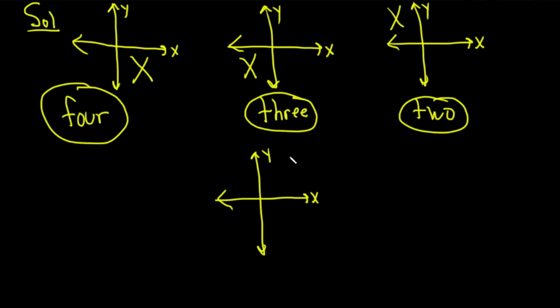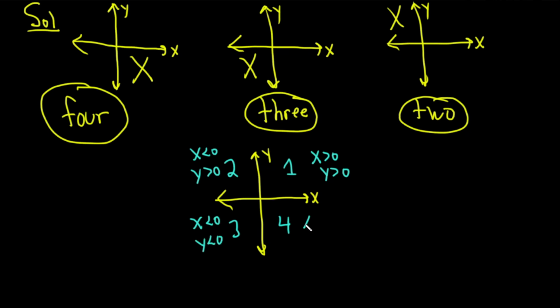So we have quadrant 1, quadrant 2, quadrant 3, quadrant 4. In quadrant 1, x is positive and y is positive. In quadrant 2, x is negative and y is positive. In quadrant 3, they're both negative, so x is less than 0 and y is less than 0. And in quadrant 4, x is positive, y is negative.